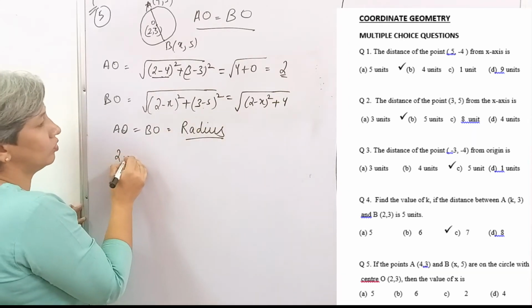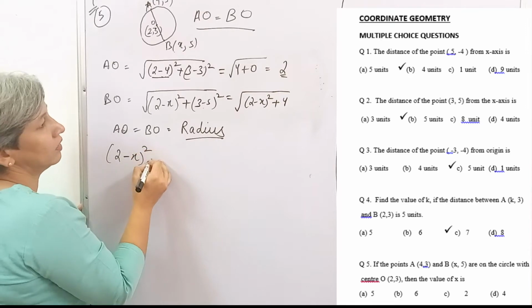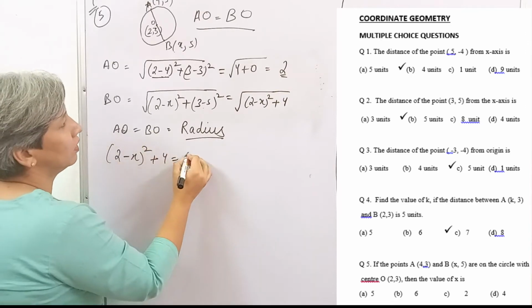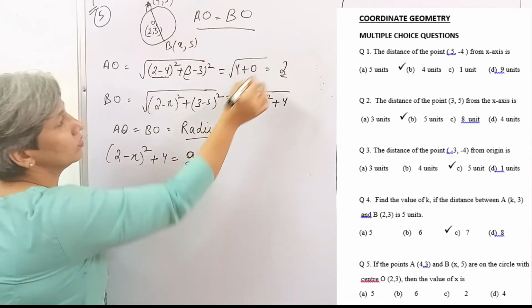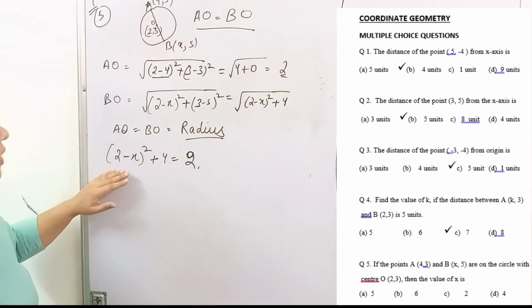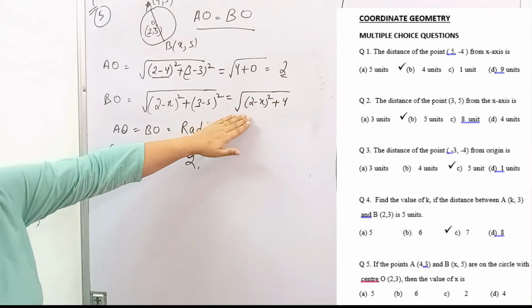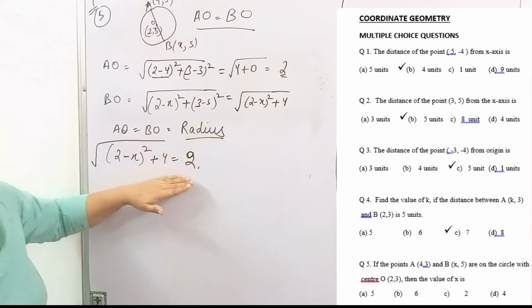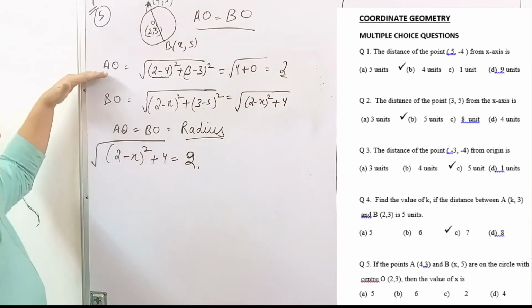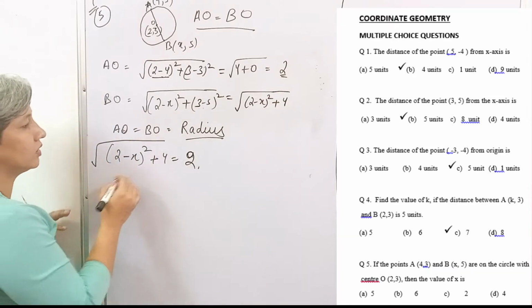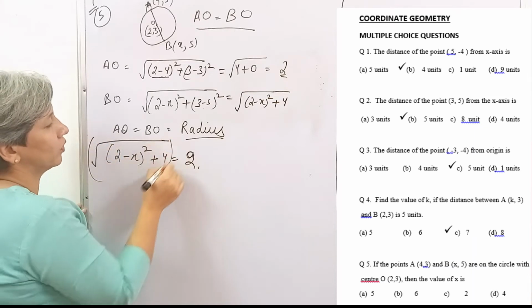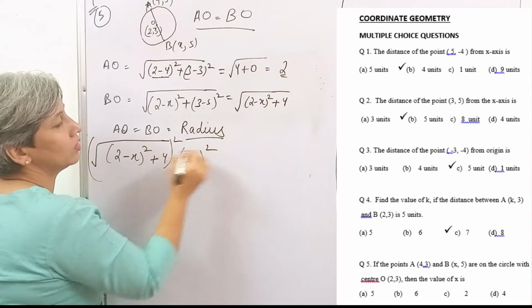So we'll take the unknown variable on the left hand side. It doesn't make a difference, something is equal, so you can do it on either side. Under root of (2 minus x) whole square plus 4 is equal to 2. BO is equal to AO. Now solve it. We will square both sides. We'll square this whole thing and this whole as well.